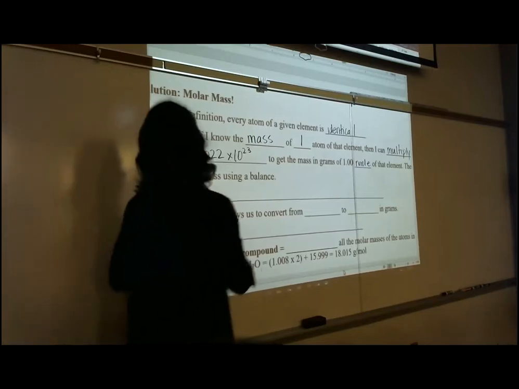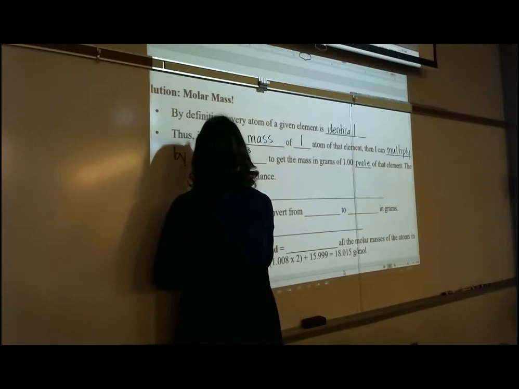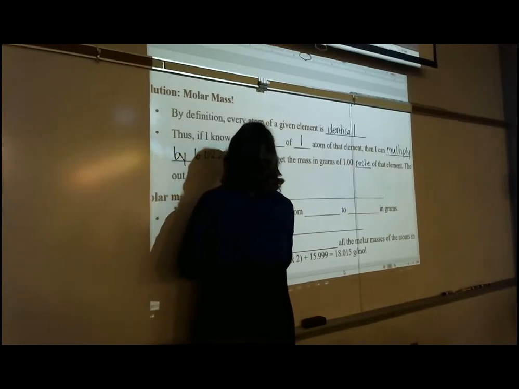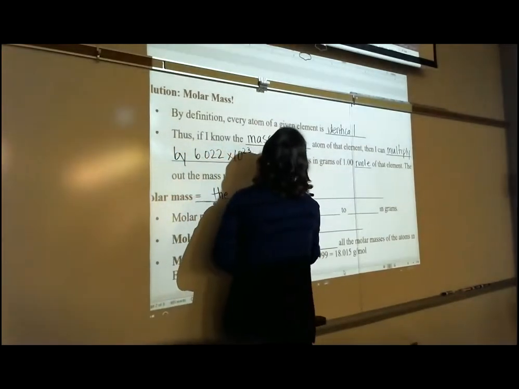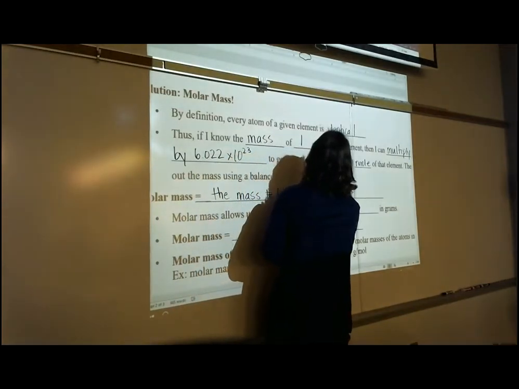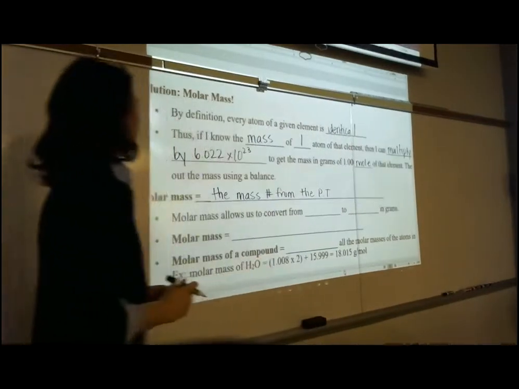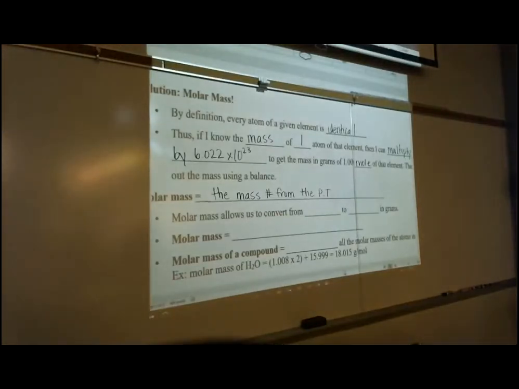So the molar mass is the mass number from the periodic table. So if I want to know the molar mass of magnesium, I just look at the mass number. And refresh my memory, is the mass number the bigger number or the smaller number? The bigger number, right? It's the one that's a decimal. Because the mass number is the average atomic mass of all the isotopes, right? That's why that one is a non-whole number.